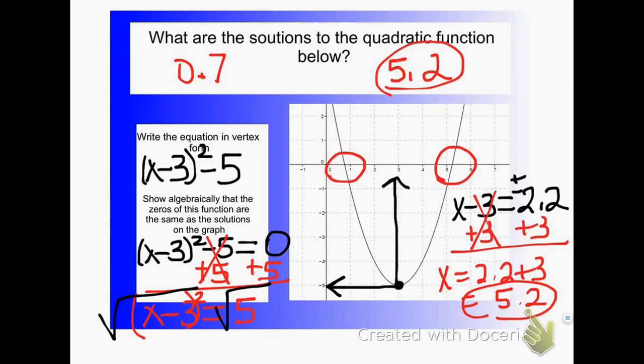To find my second solution, I need to do the same thing, but I need to work with negative 2.2. So x equals negative 2.2 plus 3, which if I put that in the calculator, I know that equals 0.8. So I was pretty close on my estimate, but I was a little bit off. Now what I want you to do is you have some on your online classroom to do. Use your notes to help you, and we'll talk more about it when I get back to class tomorrow.